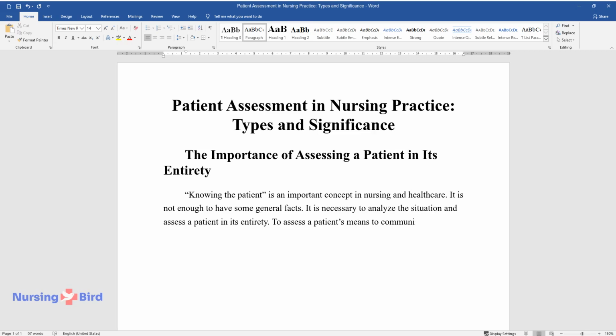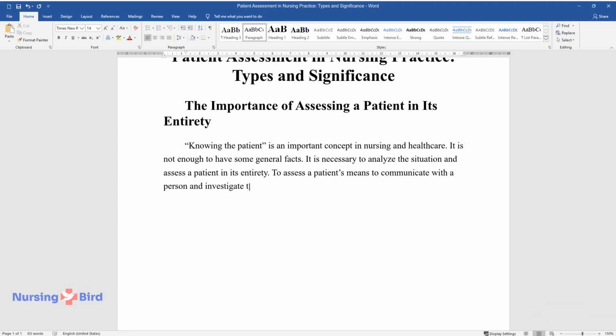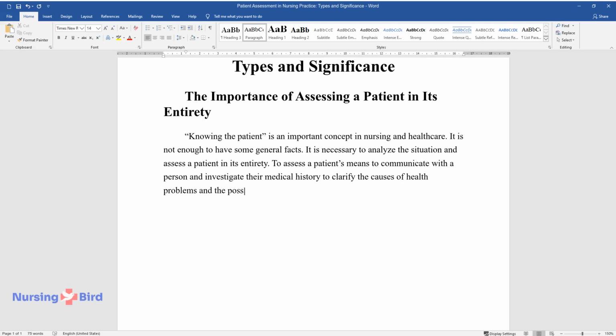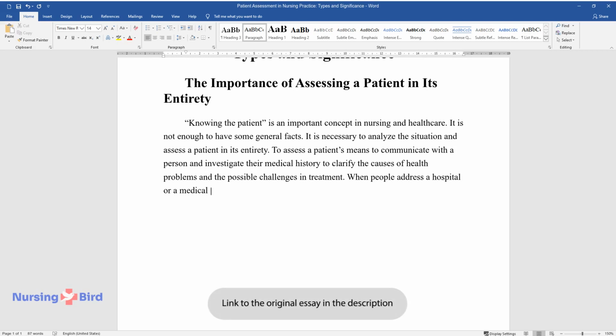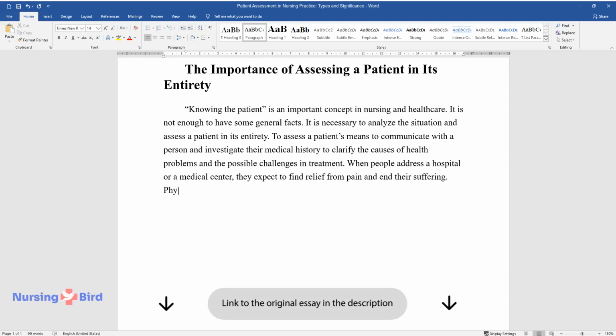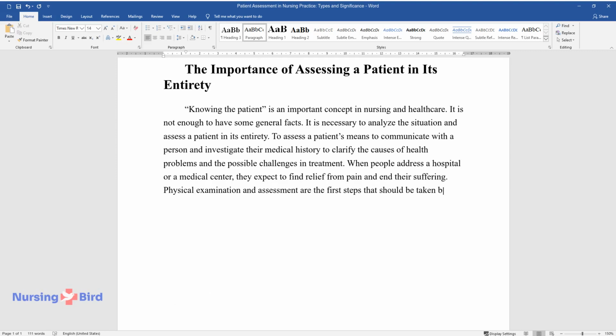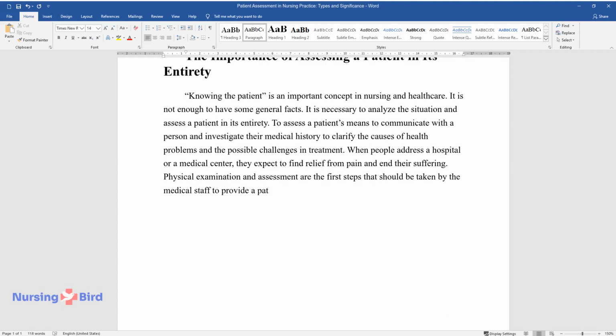To assess a patient means to communicate with a person and investigate their medical history to clarify the causes of health problems and the possible challenges in treatment. When people address a hospital or a medical center, they expect to find relief from pain and end their suffering. Physical examination and assessment are the first steps that should be taken by the medical staff to provide a patient with confidence and demonstrate their readiness to help.